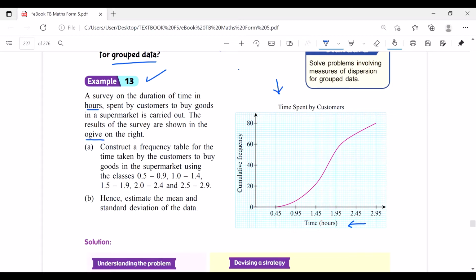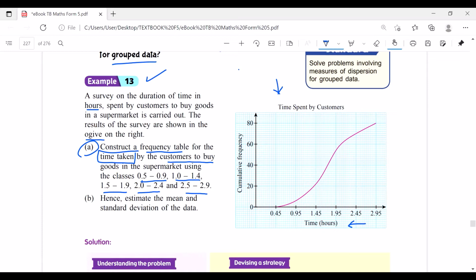So you are asked to construct a frequency table. What is a frequency table? Do you still remember? For the time taken by the customers to buy goods in the supermarket, using the classes. Okay, you have these classes. There are 5 classes, and you need to make the frequency table.